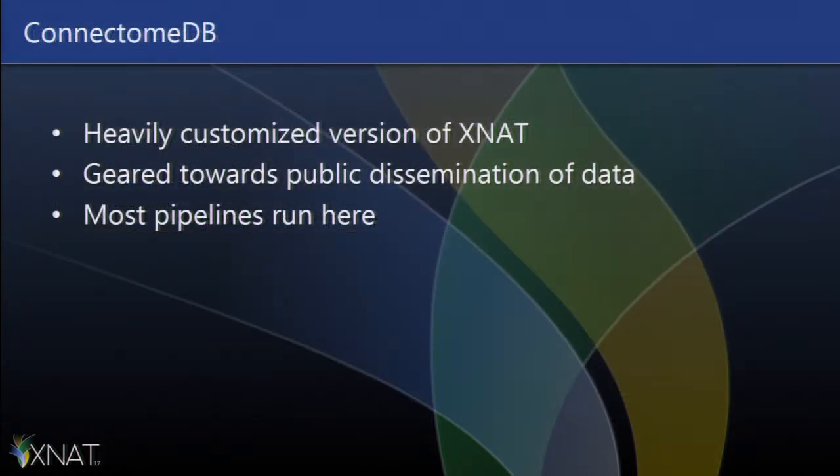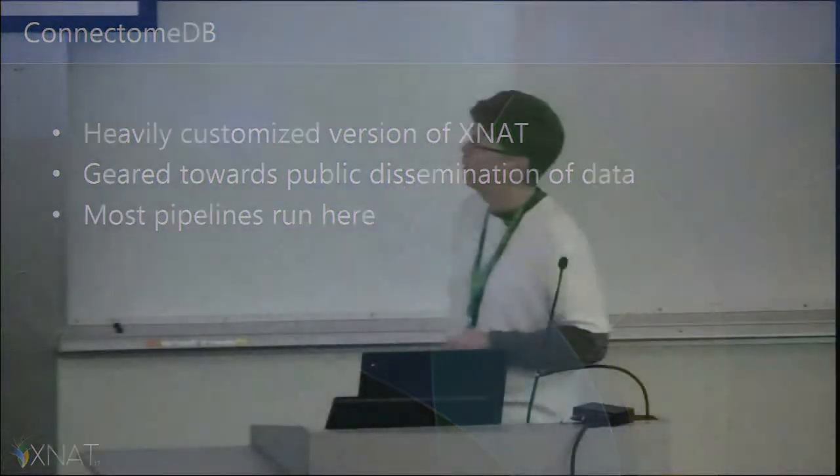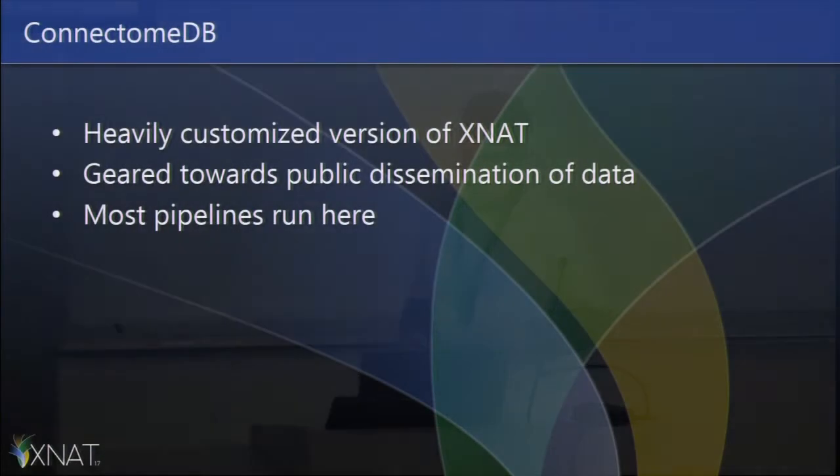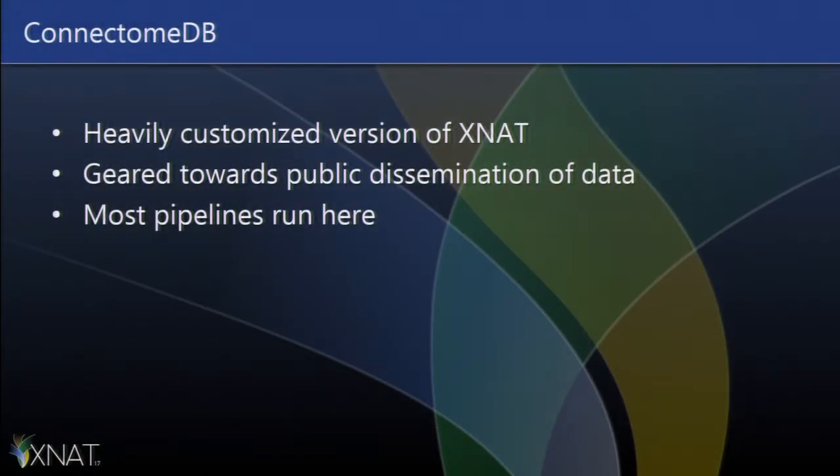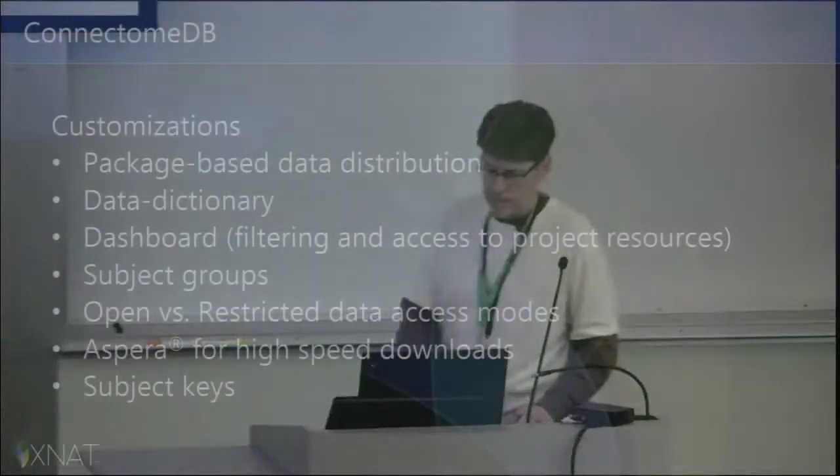So Connectome DB is a more heavily customized version of XNAT that's really geared towards getting people to the data they want to have. In a way it's stripped down. There are some parts of XNAT that aren't there, and part of it is completely changed and overwritten. Most of the pipelines run on the Connectome DB side, except for the ones I told you. All of the processing pipelines run there, but I should put an asterisk there because the HCP pipelines aren't really run as XNAT pipelines.